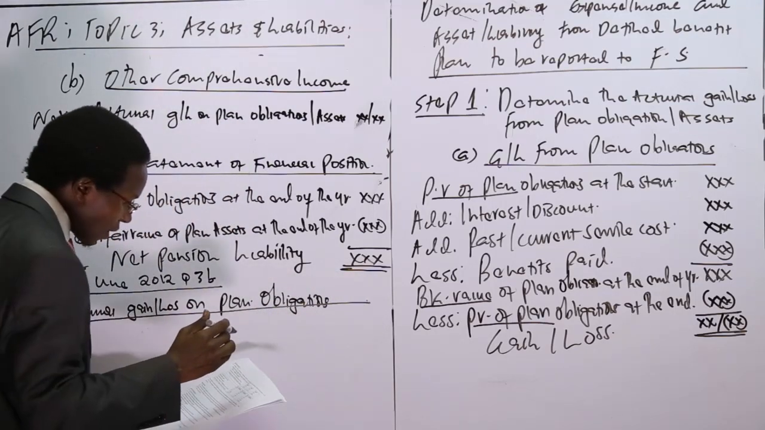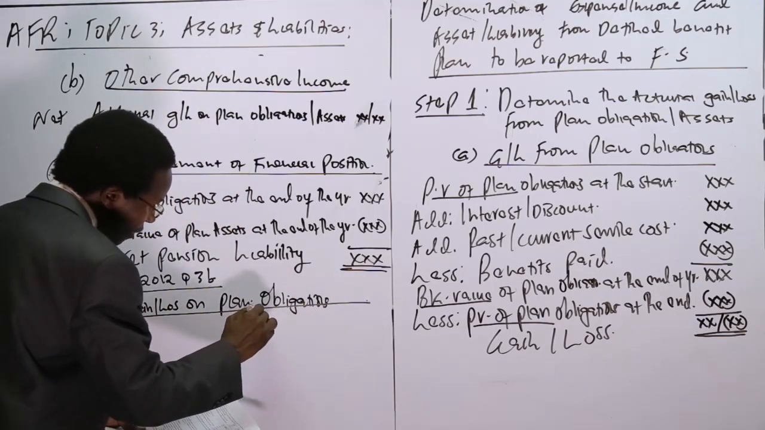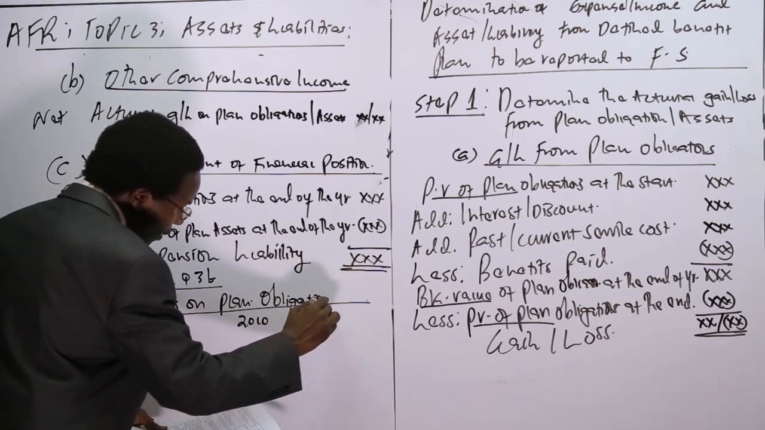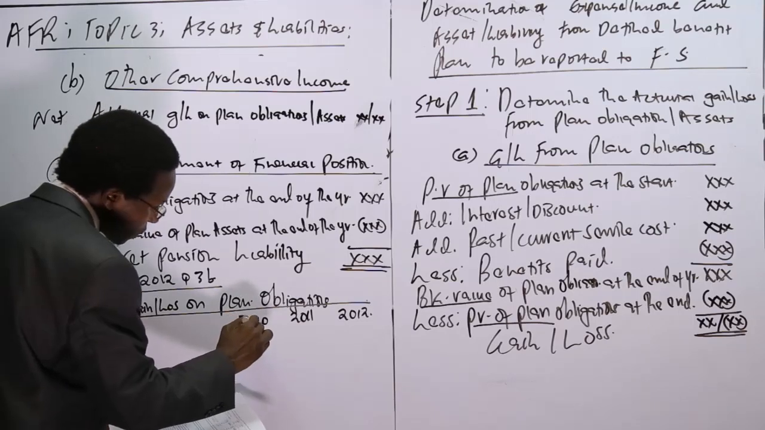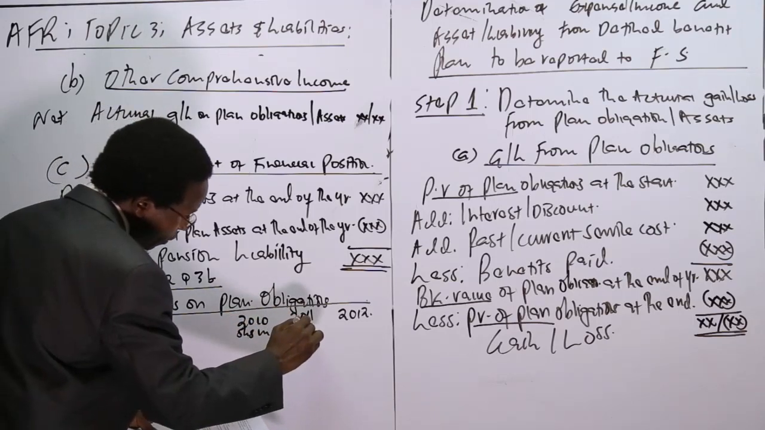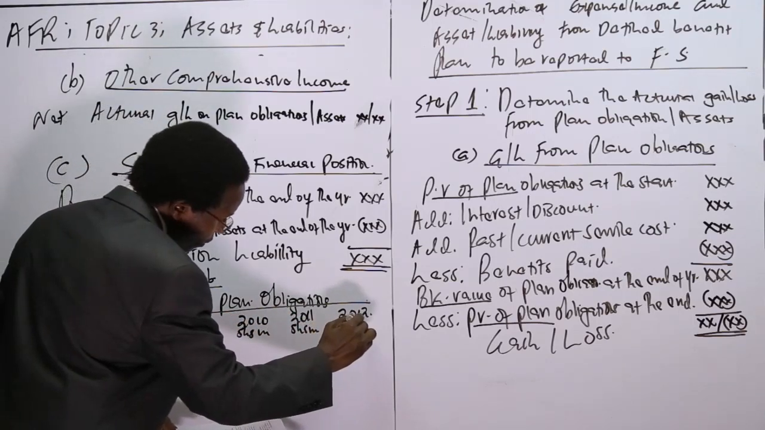So how many years are those? There is 2010, there is 2011, and there is 2012. These figures are in millions.